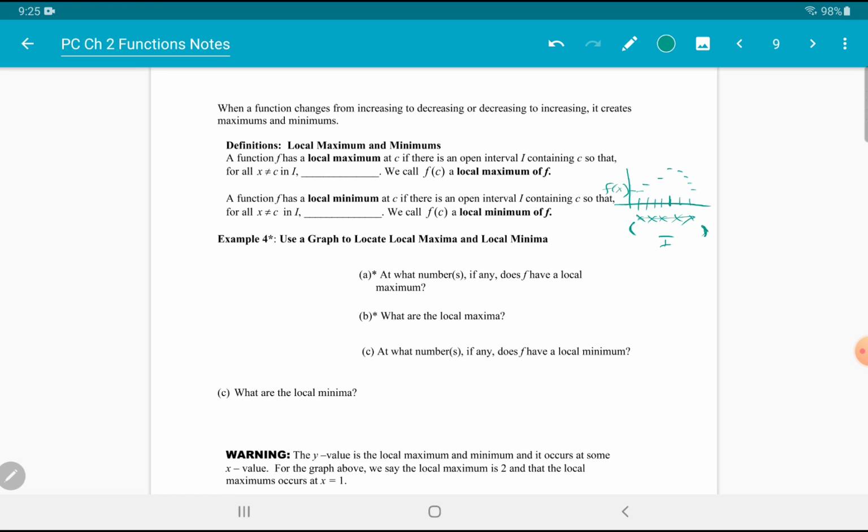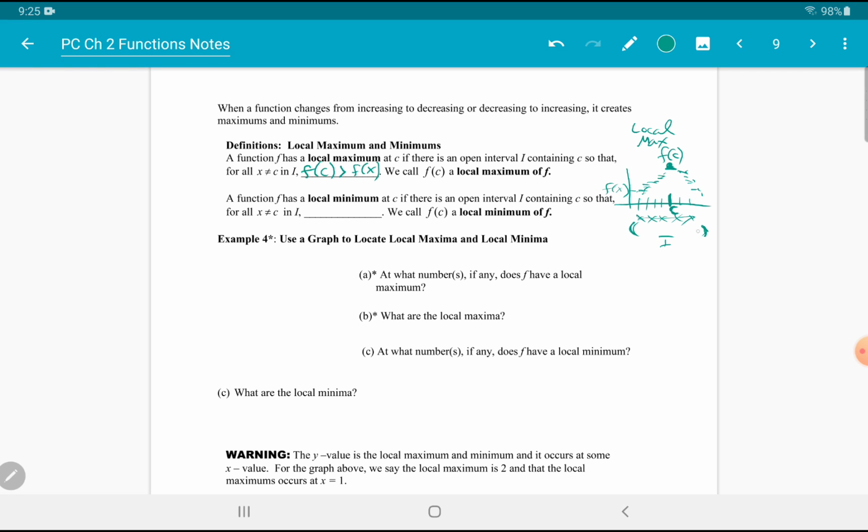But then at some point, there's going to be some value c such that its y value, f of c, is going to be the largest. It's going to be greater than all the other f of x values. This point right here is what we call our local maximum. So as we can see in our definition, the local max occurs at c within some open interval I, where c is not all the same values as the x values, and where we see that the f of c value is greater than all other f of x values just within the area.